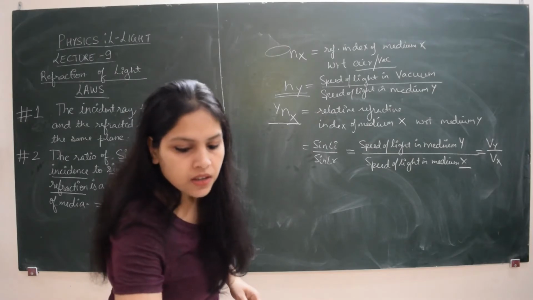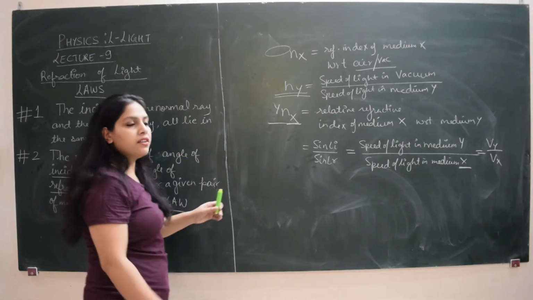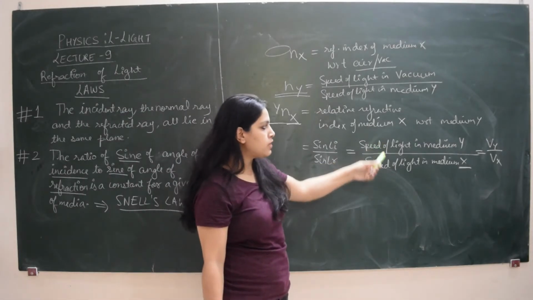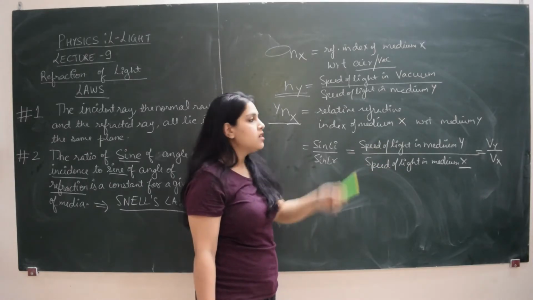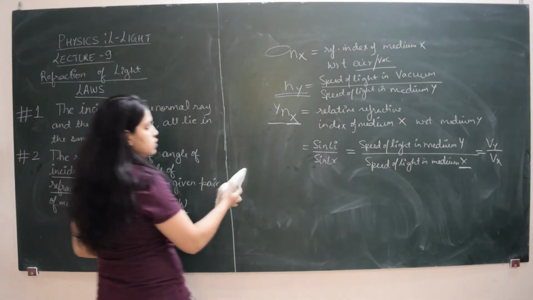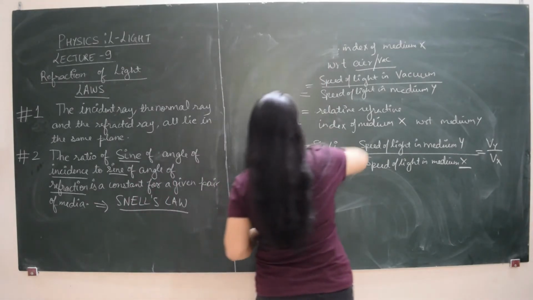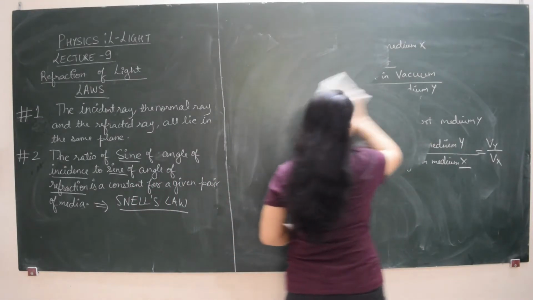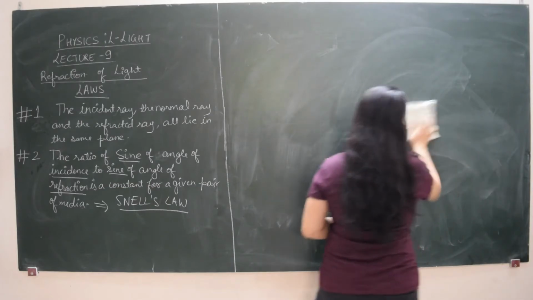Fine. So now we can define absolute and relative refractive indices with respect to the speed of light. So how can we define these two? Let us talk about that. First we will define absolute refractive index, and then we will talk about the relative refractive index part.